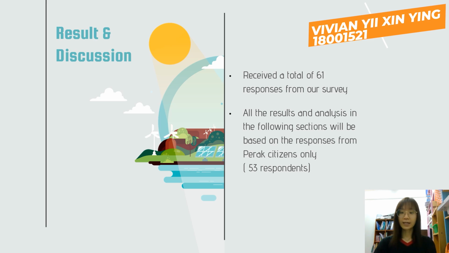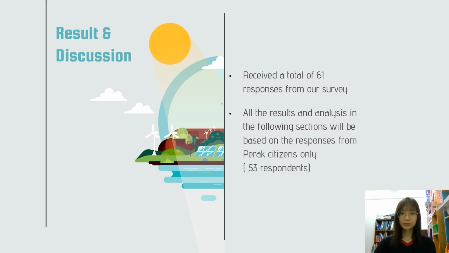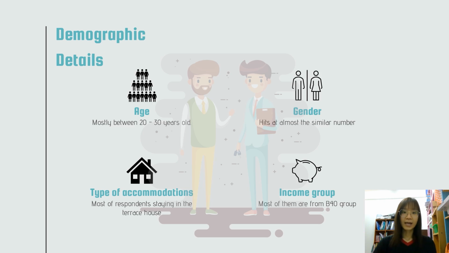All the results and analysis in the following section will be based on the responses from Perak citizens only, which is 53 respondents. Demographic details: age mostly between 20 to 30 years old. The genders hit almost similar numbers. Type of accommodation: most of the residents stay in terrace houses. Income group: most of them are from the B40 group.